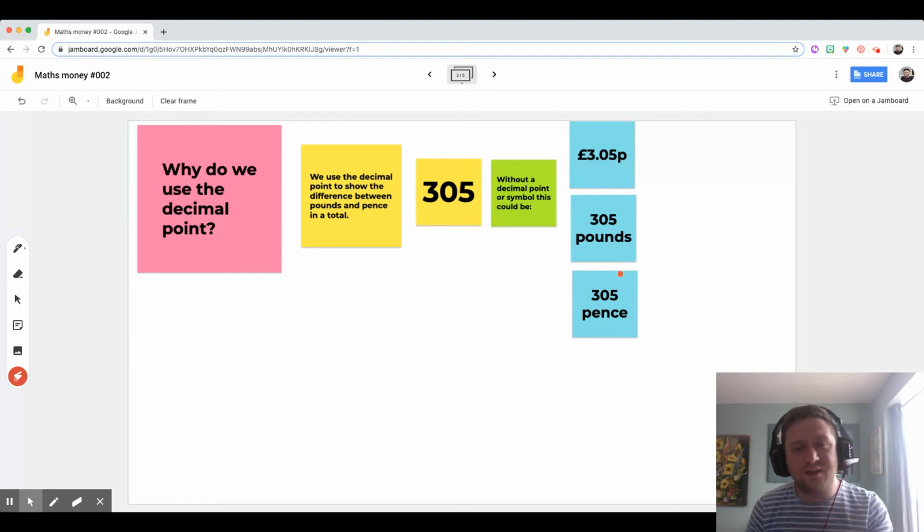And those three things are a different way of making up a total. Some of the totals are worth different amounts. Some totals are worth the same but would be made up differently. Like the £3 and 5p would have £3 coins and then 5 pence coins, whereas the 305 pence would take a very long time to count out 305 of the 1 penny coins. So we actually need a decimal point and a symbol here to clarify what exactly this number represents.